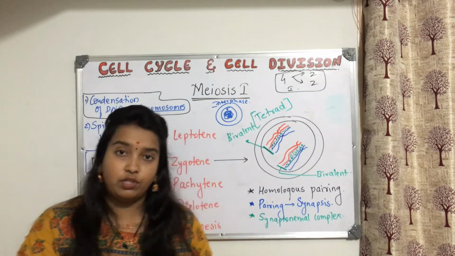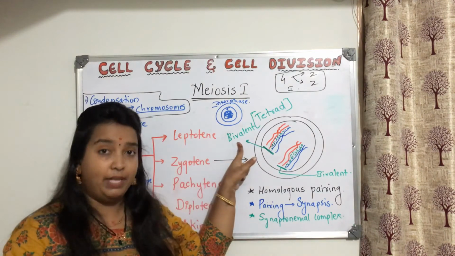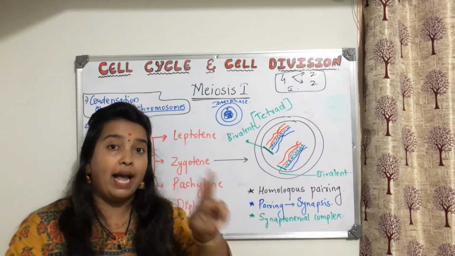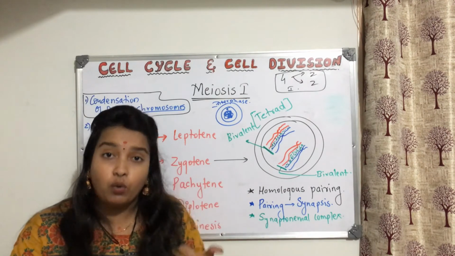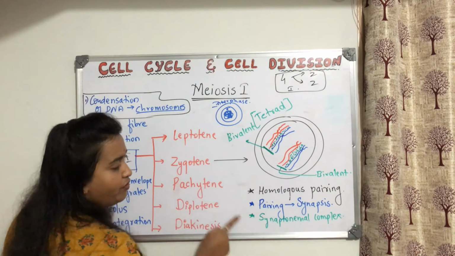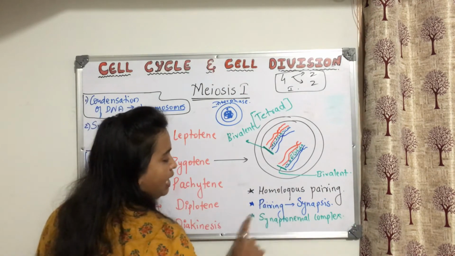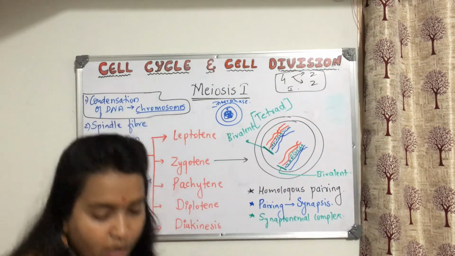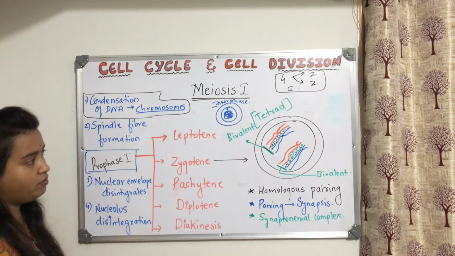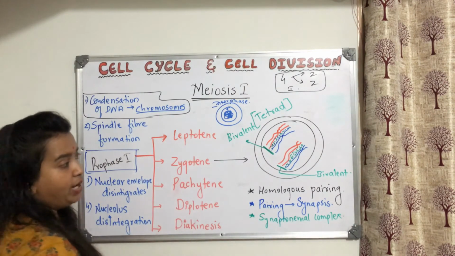Still confused? Remember, bivalent means bi, and bi means two. Two what? Centromeres. I hope you have taken down this much: homologous pairing, synapsis, synaptonemal complex. Please pause and take down that much. And now I am explaining bivalent.